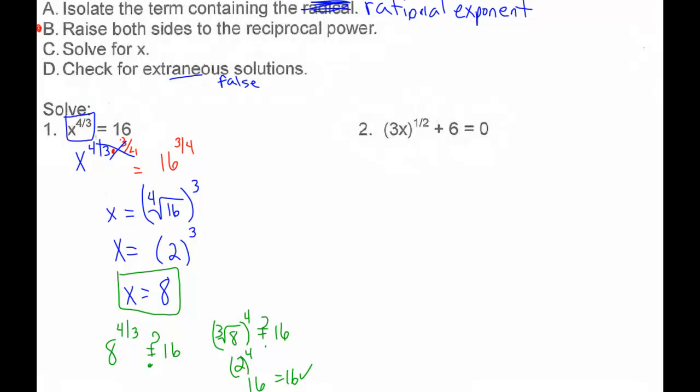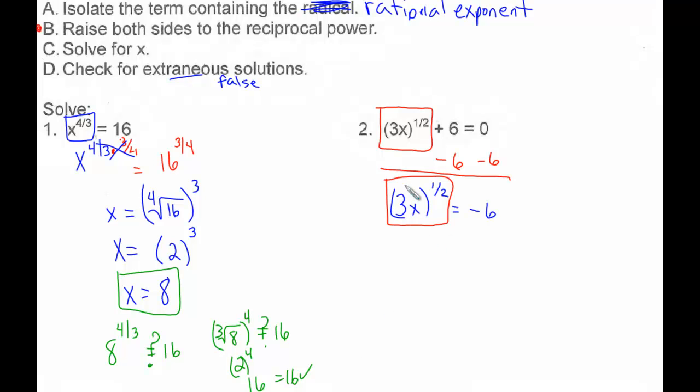Let's look at the next problem. The base and the power we're going to box off. If it's not in the box, then that means we need to get rid of it. So 3x to the 1/2 power is not isolated yet. We need to undo 6. So let's subtract 6 from both sides. So I have 3x raised to the 1/2 power is equal to -6.